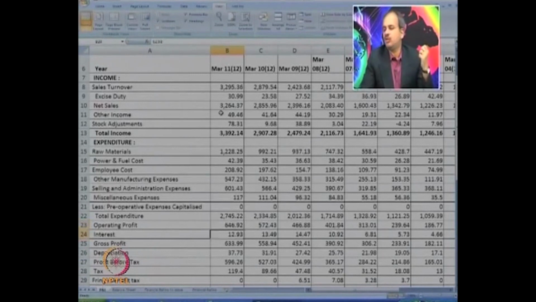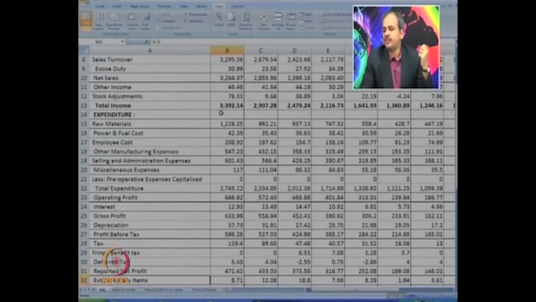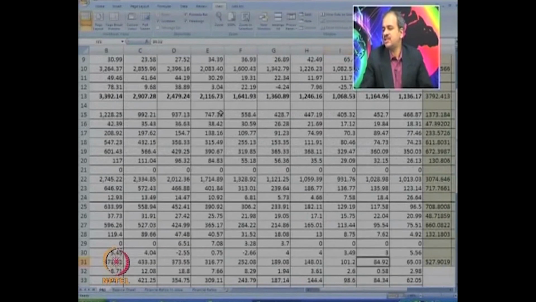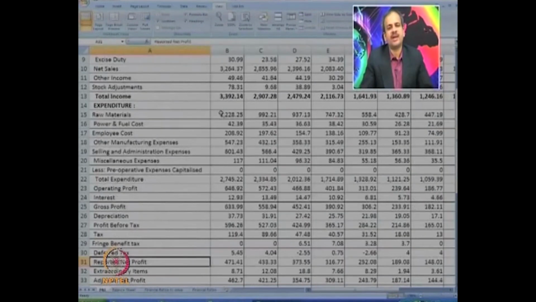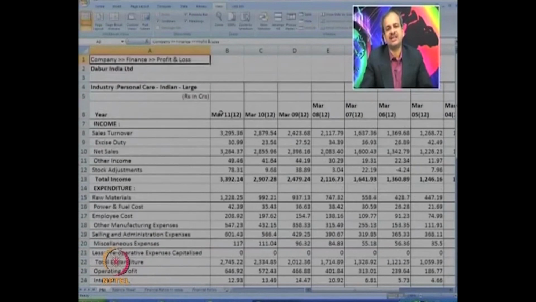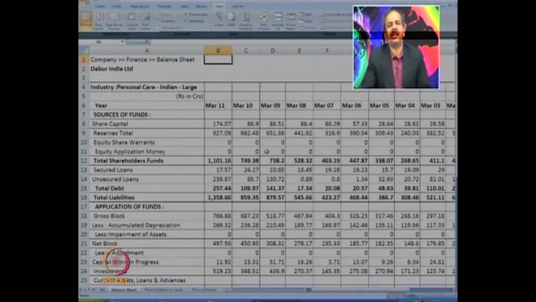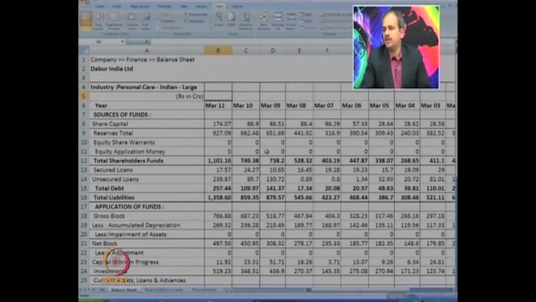646 in year 2011, and they have a profit after tax, which is known as reported profit, to the tune of 400 crores. This is the data for the last 10 years as far as the profit and loss account is concerned. Now have a look at their balance sheet. Again, the last 10 years balance sheet is considered.